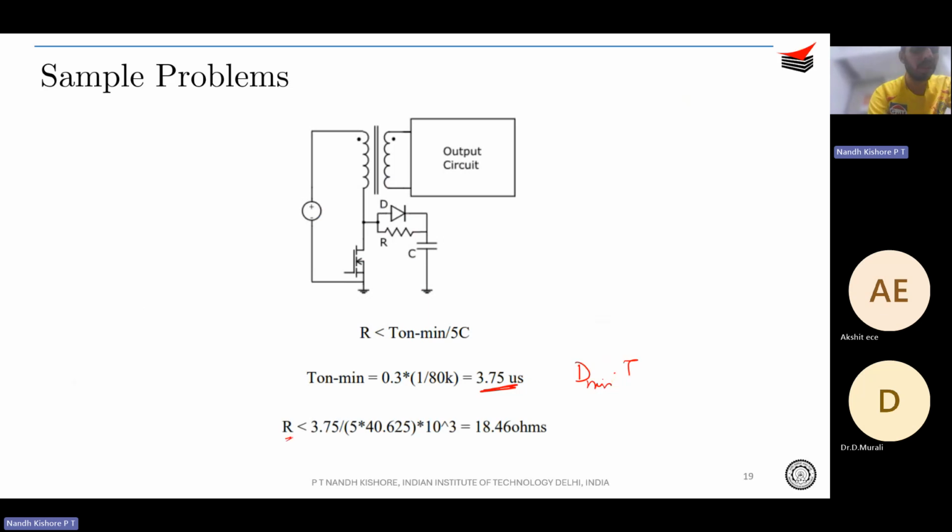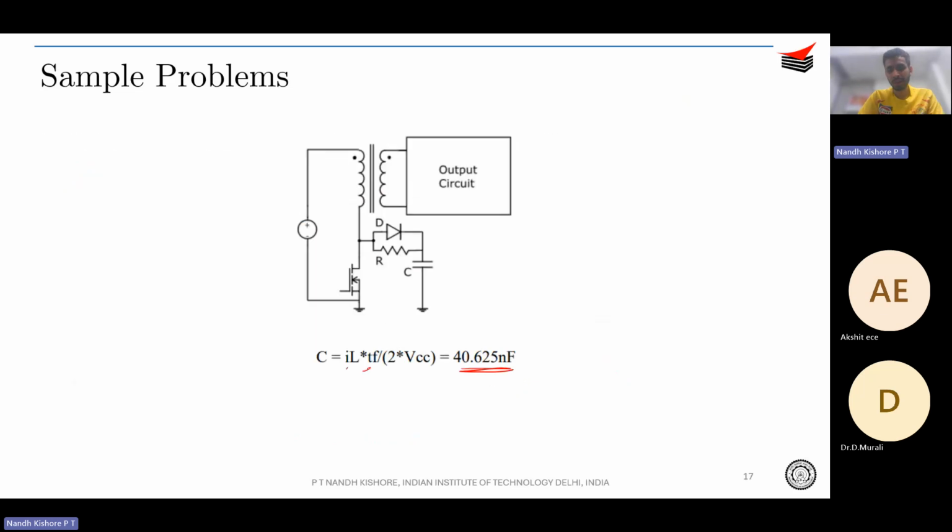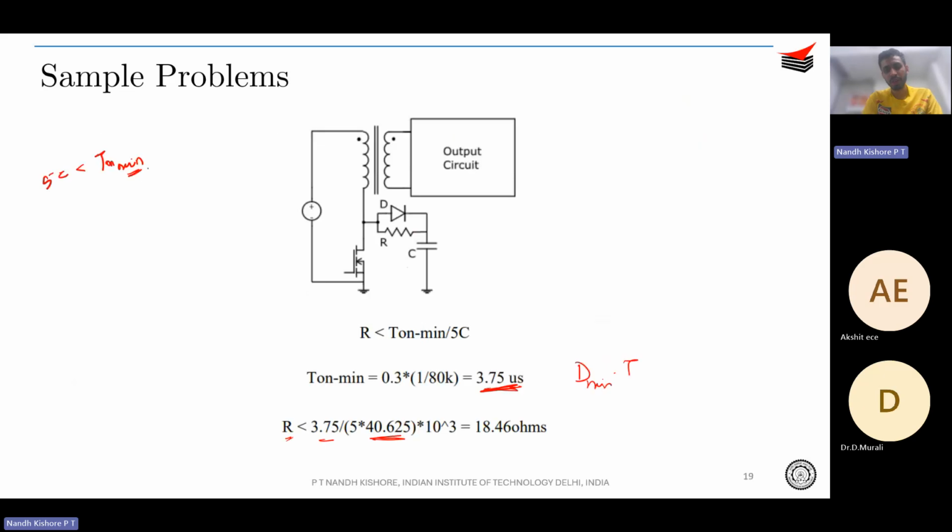That is based on this relation that we just wrote. 5 tau should be less than T on minimum. So remember that it's a minimum value. So you need to consider the minimum value of duty. So you just substitute that over here, and you get T on minimal as 3.75 microseconds, and you computed the value of C, that is 40.625 nanofarad. So you just substitute that over here, you will get the answer.